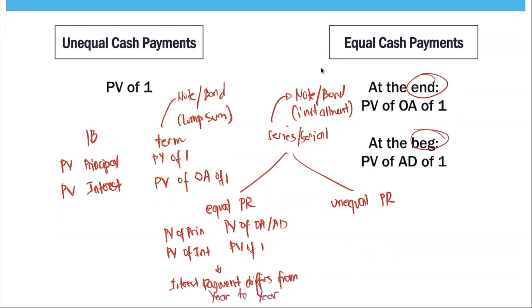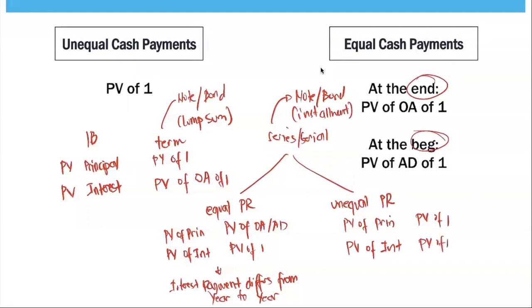Okay? So from year 1 until the end of the term of that particular note or bond, the interest payment will differ. Next, if we have unequal principal repayment, for PV of principal, we use PV of 1, and for PV of interest, we use PV of 1. Take note again, your interest payment here differs from year to year.